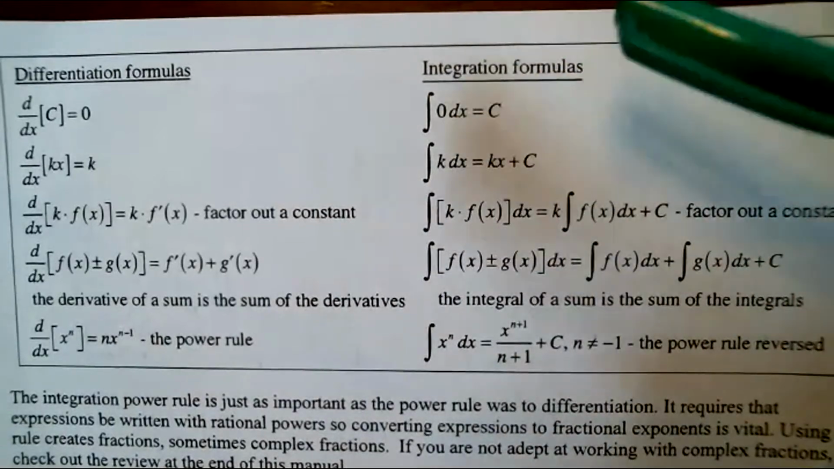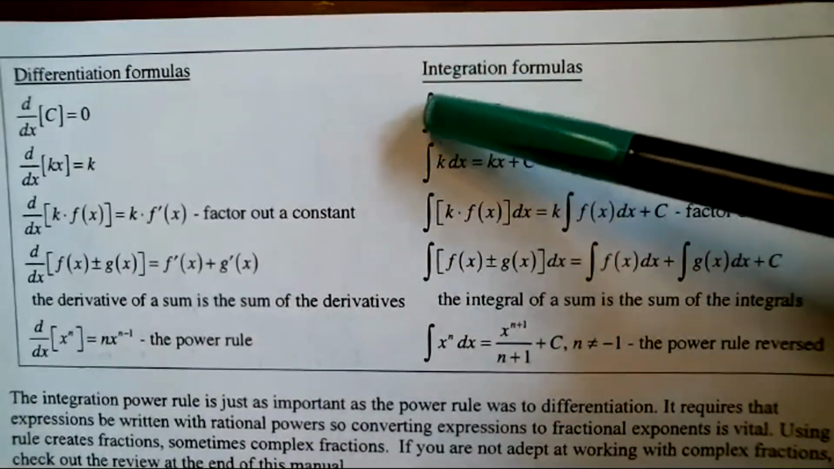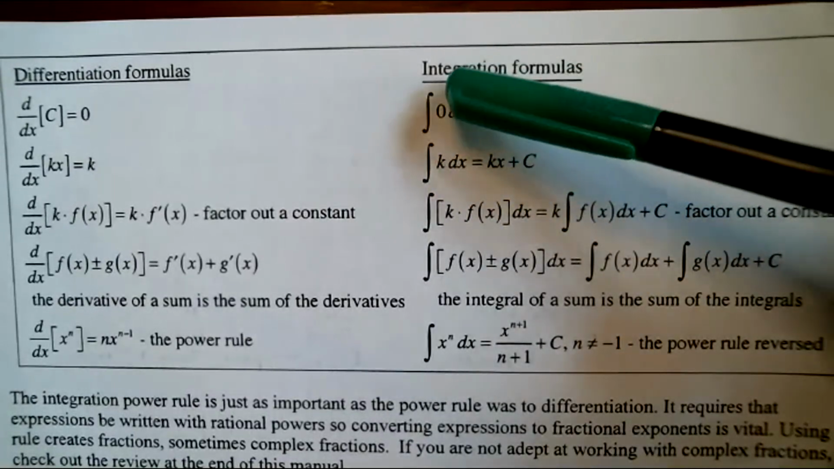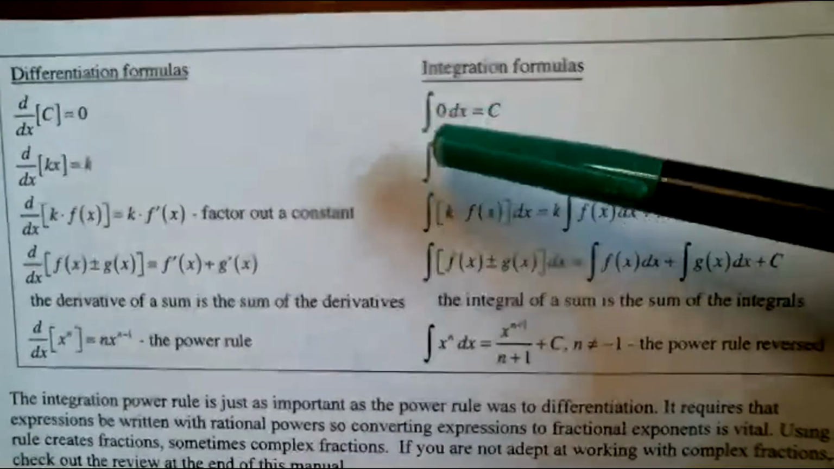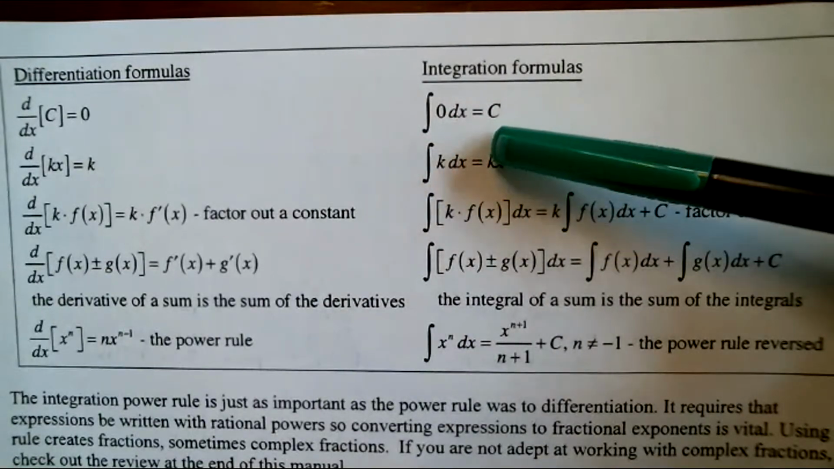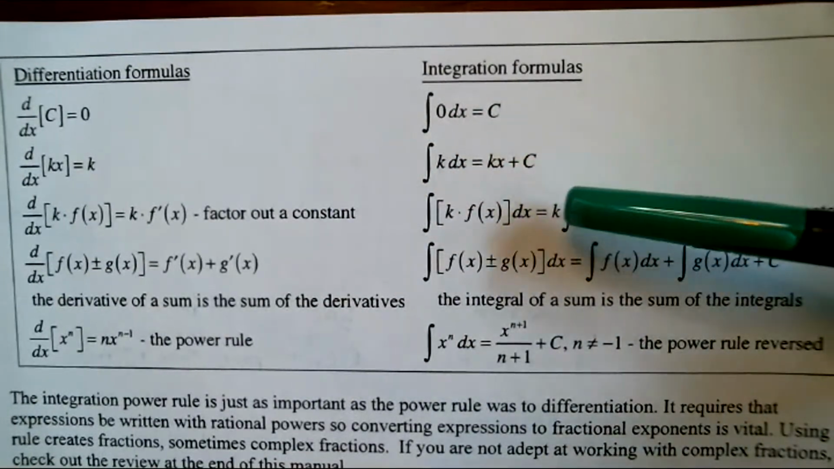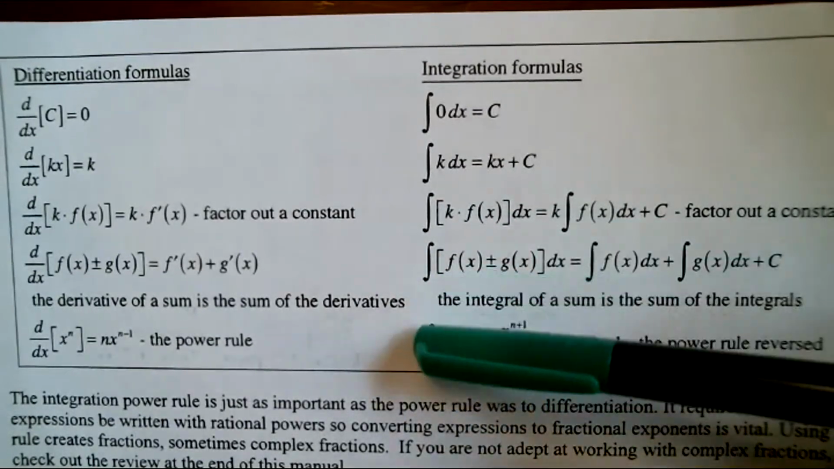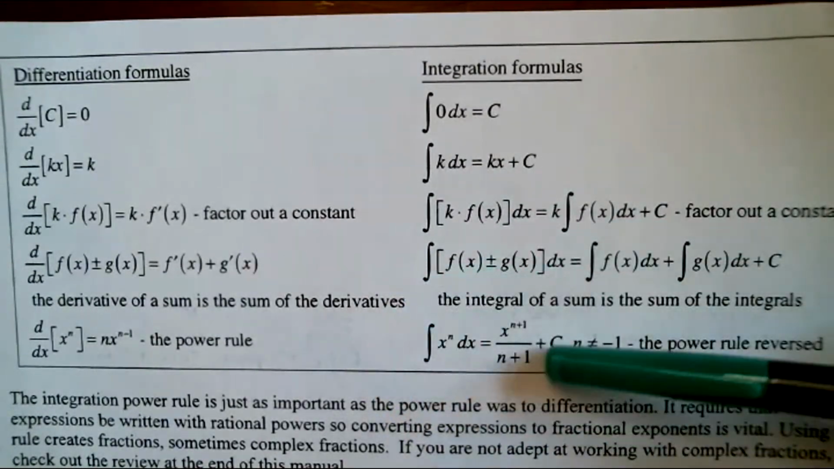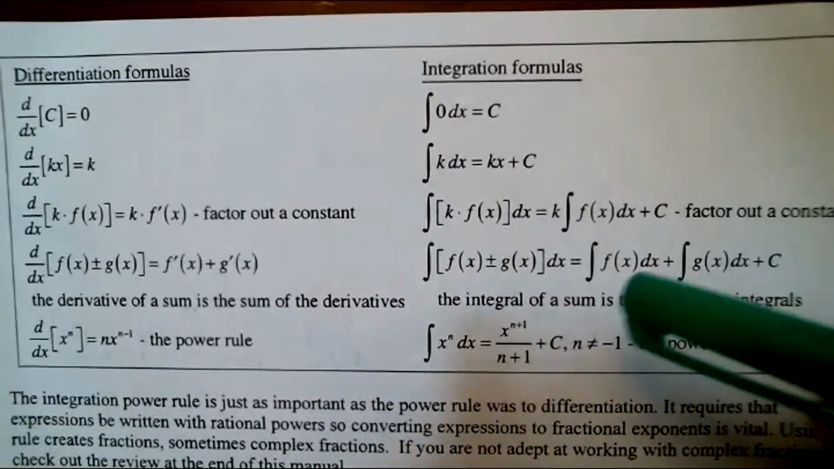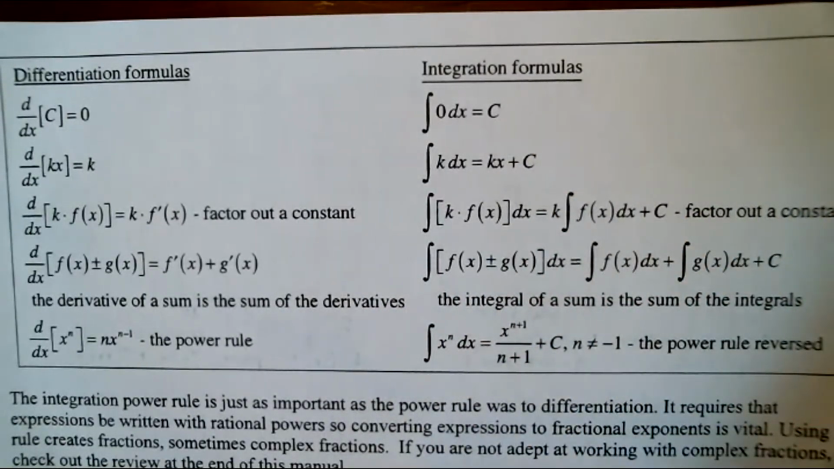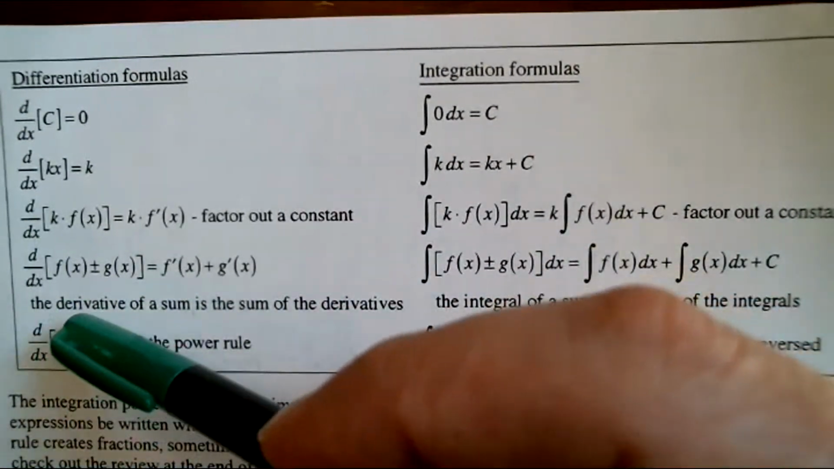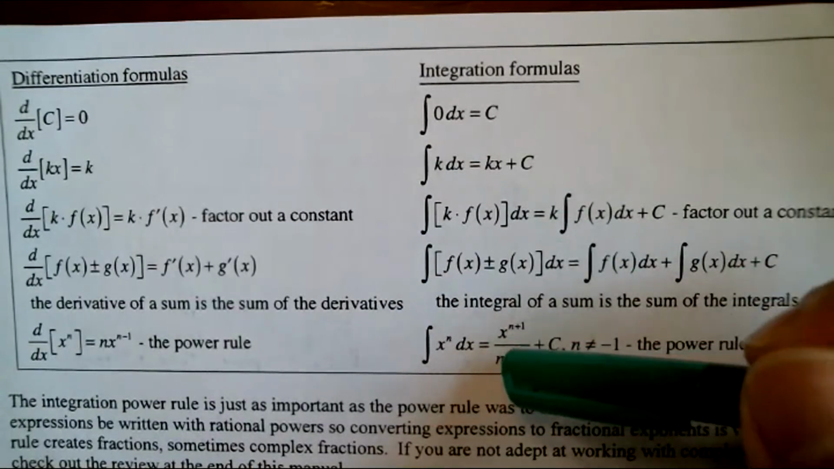Same thing over here. If you have 0, we know that that is going to be equal to c. Any constant can give you 0. If you have the integral of k, it's going to be kx plus c. Same thing here with the constant rule. Same thing here with adding and subtracting. And then this right here is going to be probably the one you're going to use the most. It's basically the power rule reversed. Instead of subtracting 1, we're going to add 1. And instead of multiplying by n, we're going to divide by n plus 1.